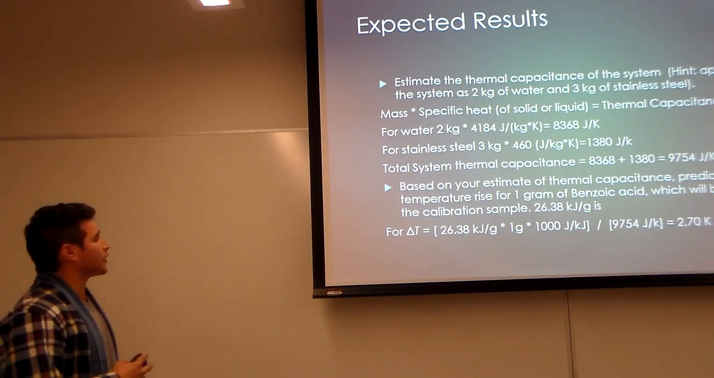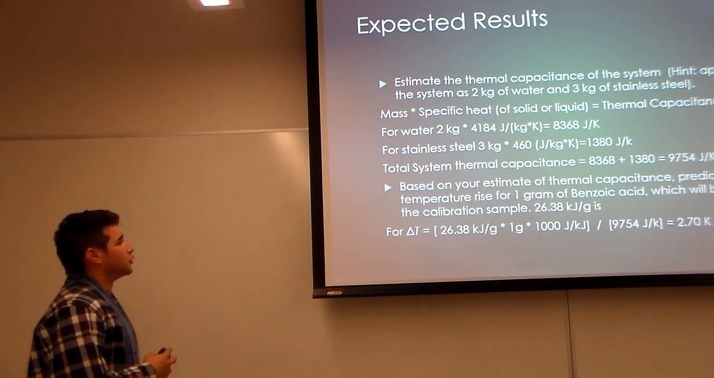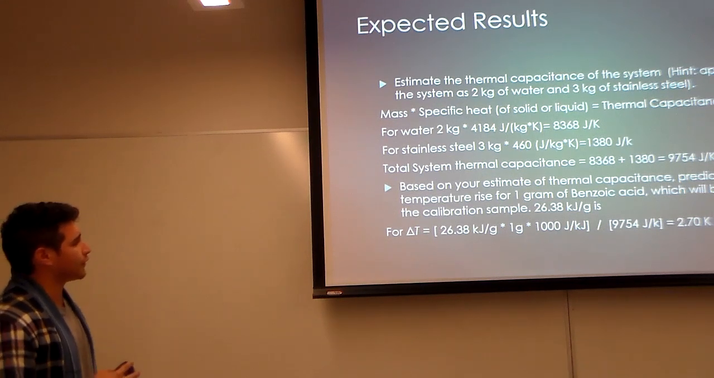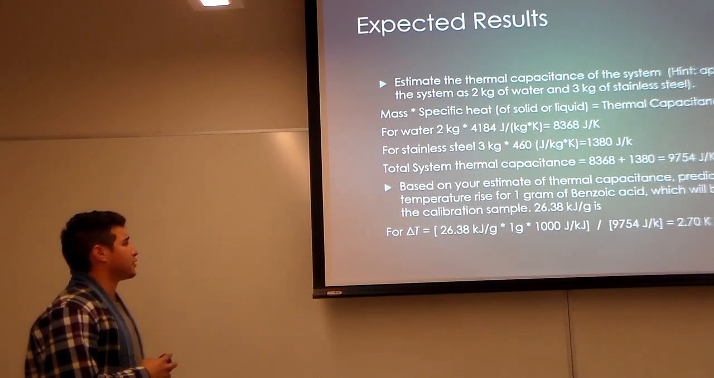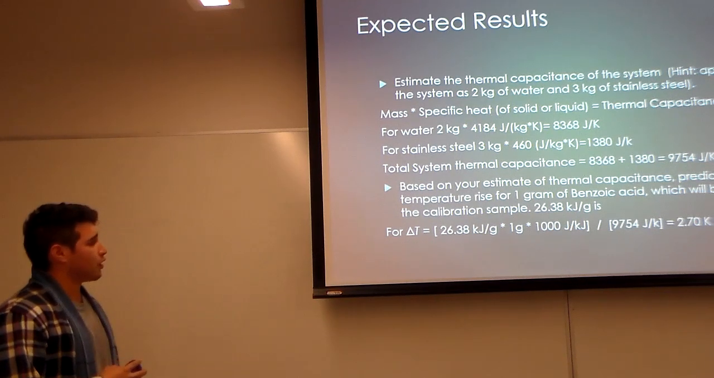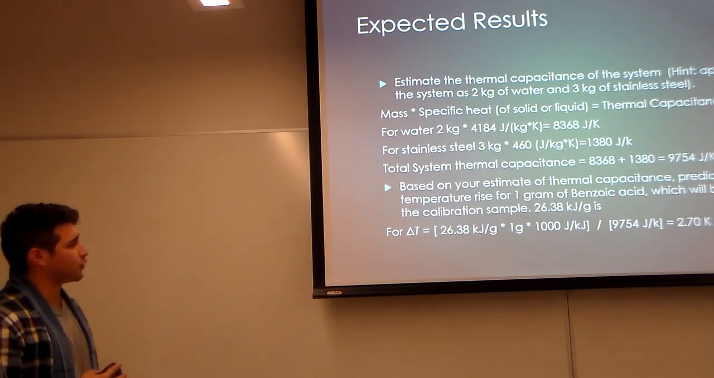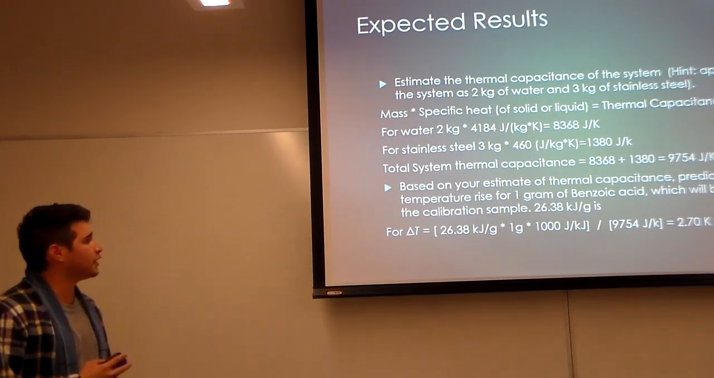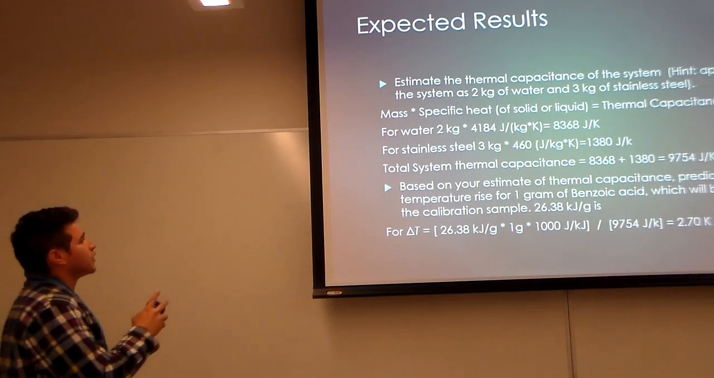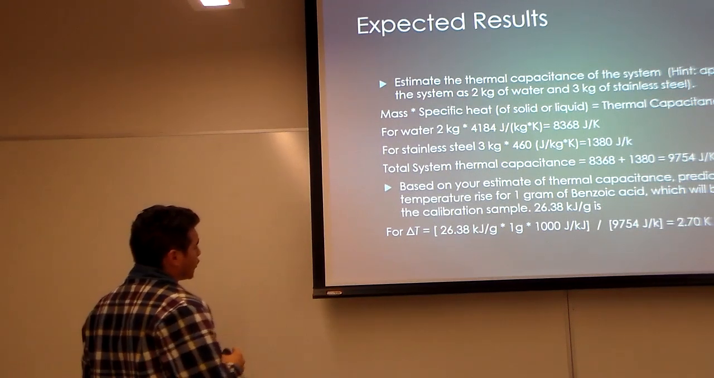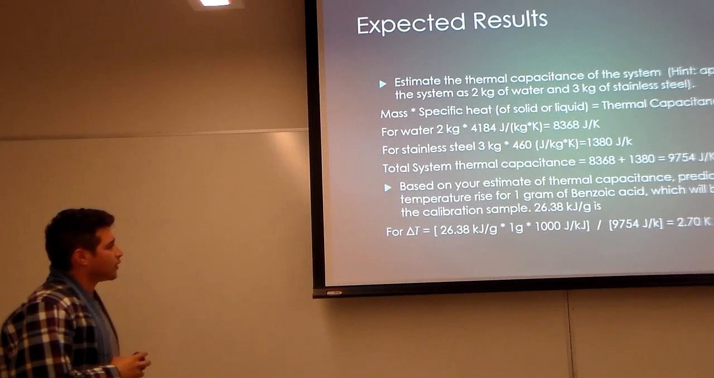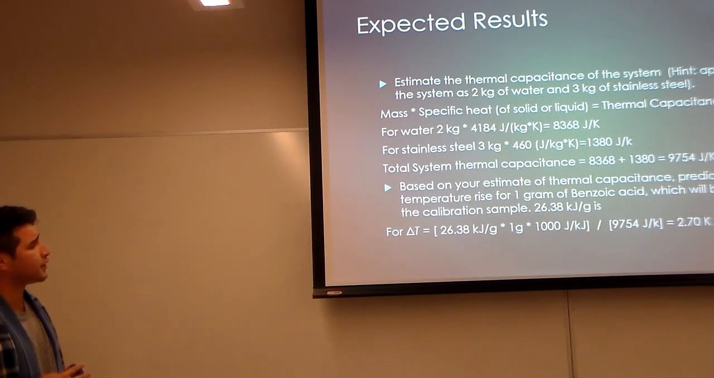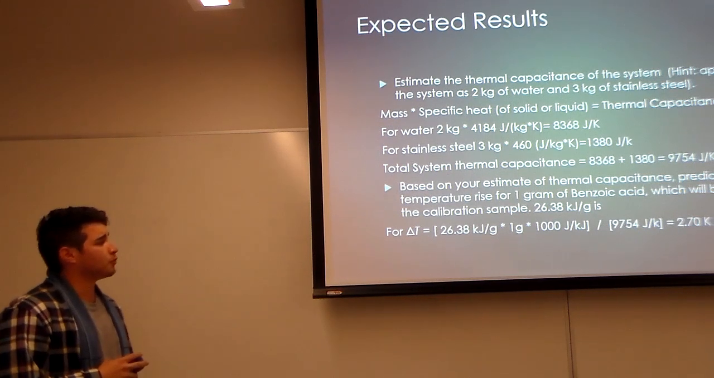For water, we got 2 kilograms times 4184 joules per kilogram Kelvin, which is equal to 8,368 joules per Kelvin. For stainless steel, we got the thermal capacitance to be 1,380 joules per Kelvin. The total system thermal capacitance is equal to 9,754. We then use that value to solve for the delta T, using the known value for benzoic acid, 26.38 kilojoules per gram. We divide that by our total system thermal capacitance, and we get an estimate of 2.7 Kelvin.